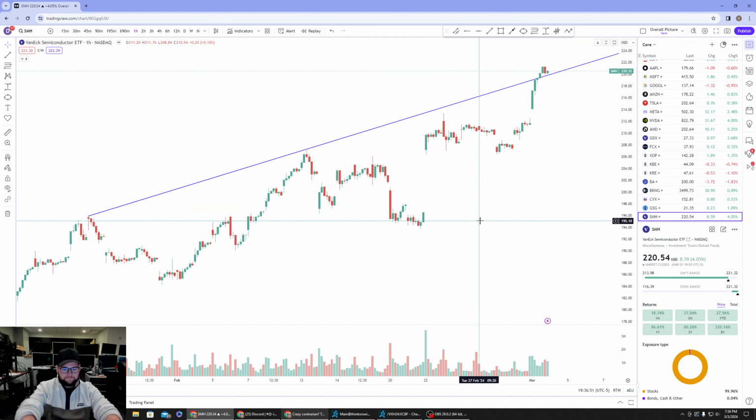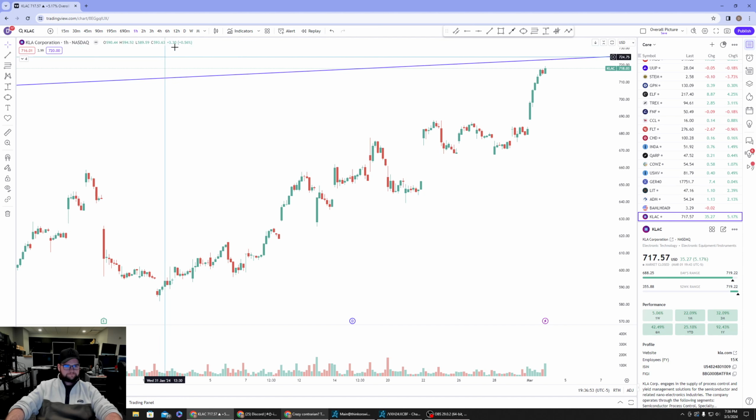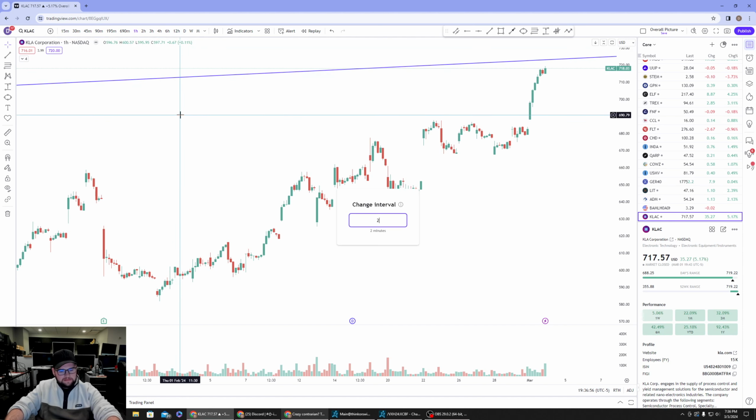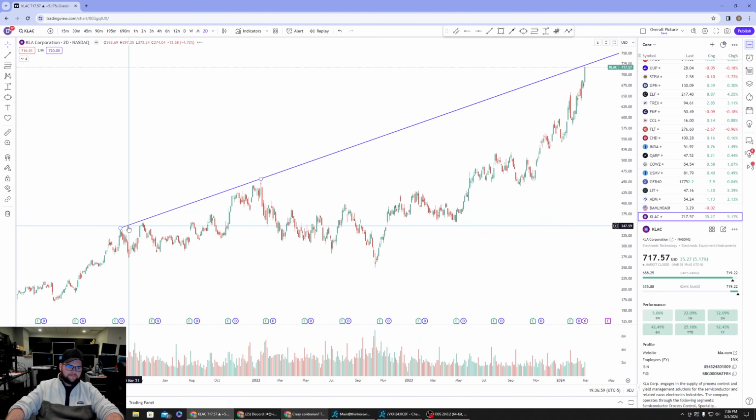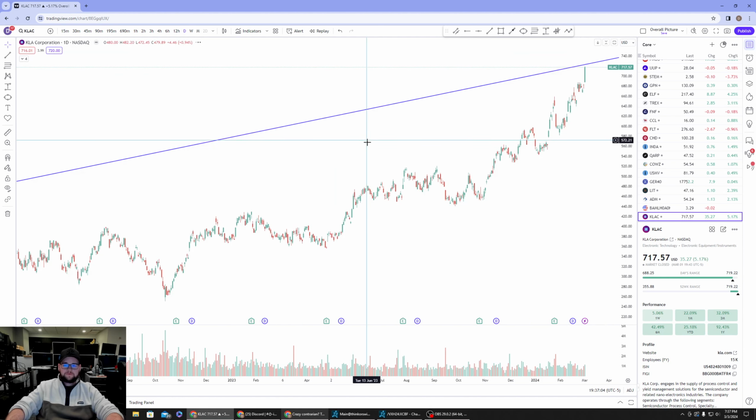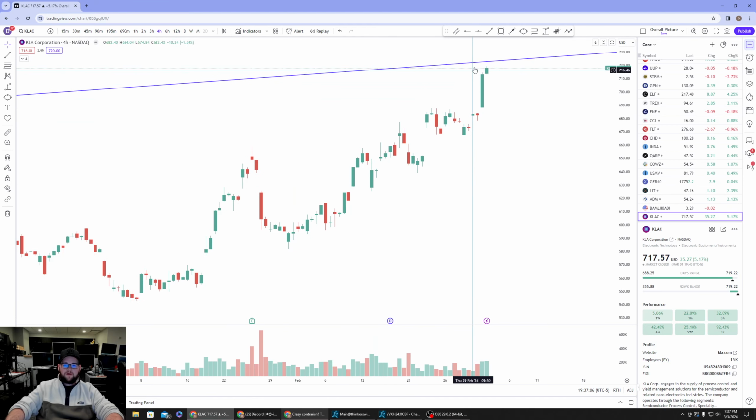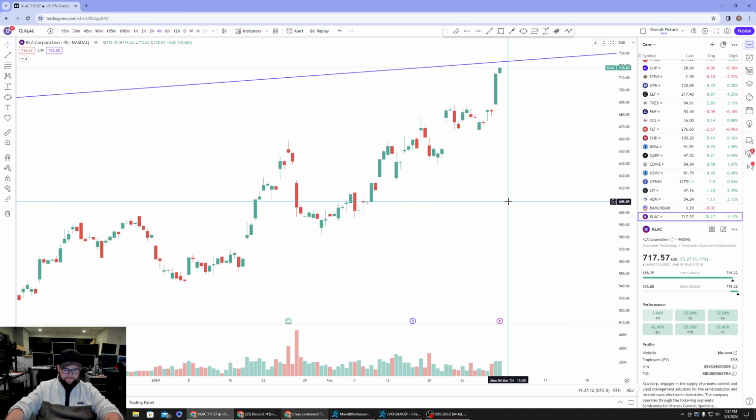So KLAC, a lot of people don't know about KLAC. KLAC has a nice looking trend line: 1 test, 2 tests, 3 tests. It's about to test for the 4th time. You can see it's sitting right around 723, 724. What KLAC is, it's KLA Corporation. They engage in the supply of process control and yield management solutions for the semiconductor industry. Okay, what does that mean? Your guess is as good as mine.